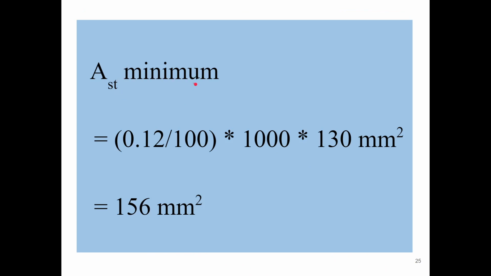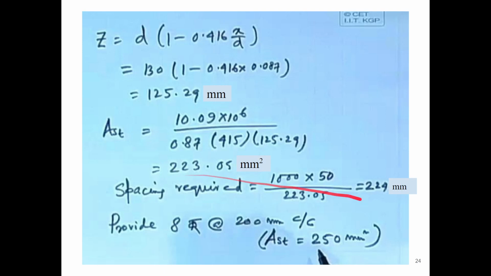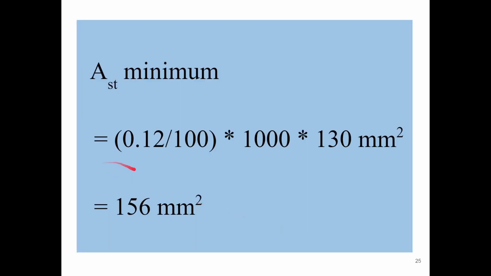If you see IS 456, for the case of slab, the minimum reinforcement for mild steel bars is 0.15% of B into D, and for HYSD bars it is 0.12% of B into D. So B is 1000, D is 130, and 0.12 by 100. So it comes to be 156 mm square, which is definitely less than both 223 and 250. So our condition is satisfied.